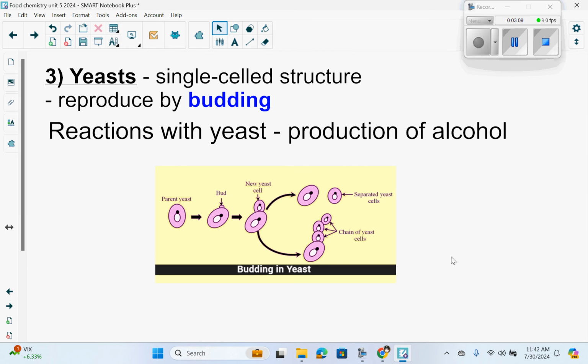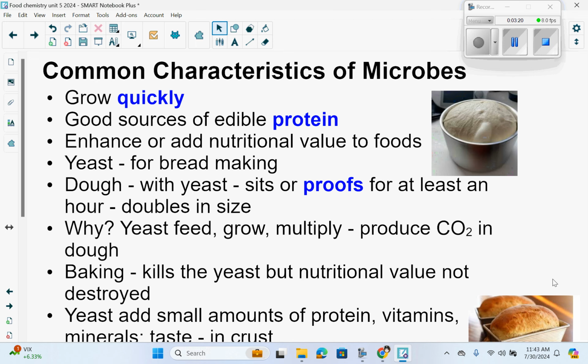Yeasts are single-celled structures that reproduce by budding. Reactions with yeast could be something like the production of alcohol. Common characteristics of microbes: all microbes grow quickly. They're good sources of edible protein. They enhance or add nutritional value to foods.